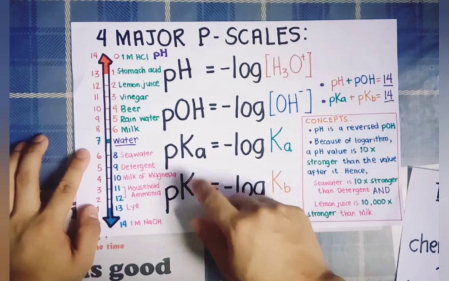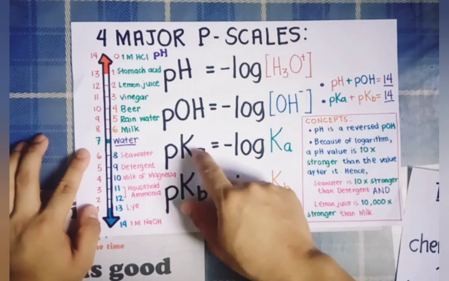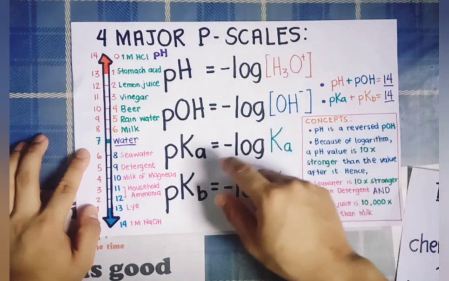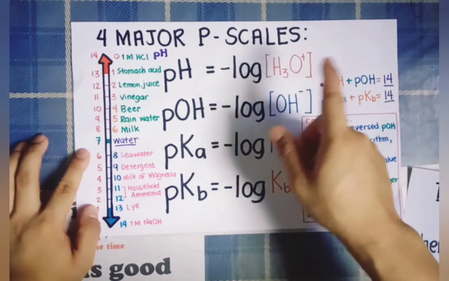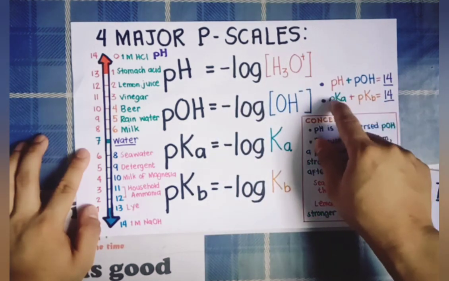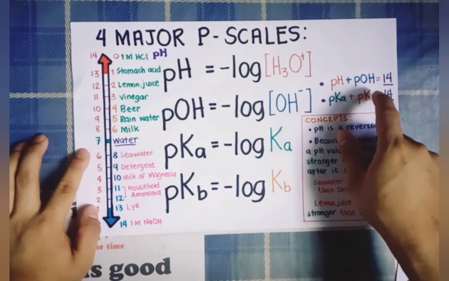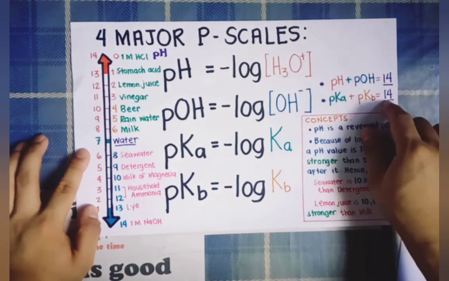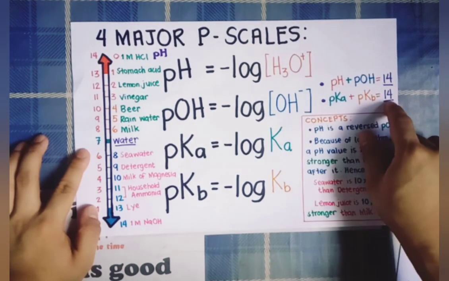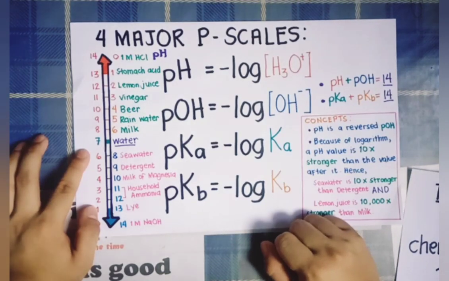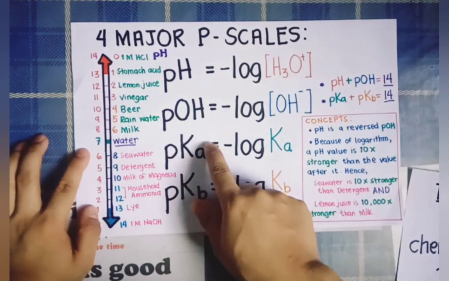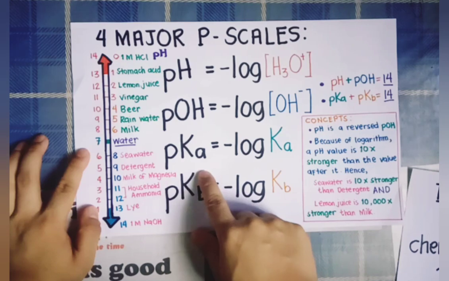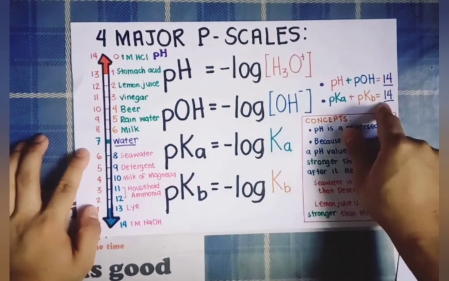Also, pKa and pKb are actually related to each other. They are reversed of each other, and so similar to pH and pOH, if we, for example, add pKa and pKb, that is always equivalent to 14. So pKa plus pKb is equal to 14. So for example, if someone asked you to find the pKa of a substance, can you find its pKb? Yes, by using this formula.